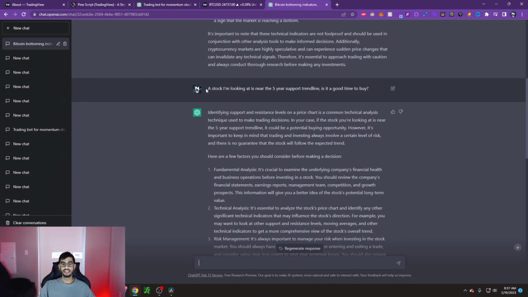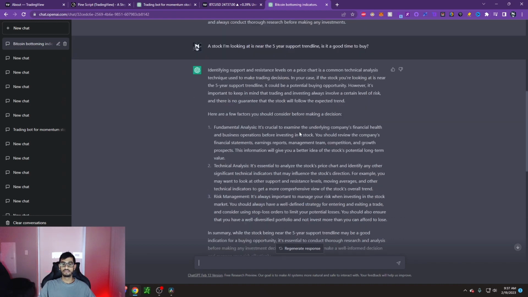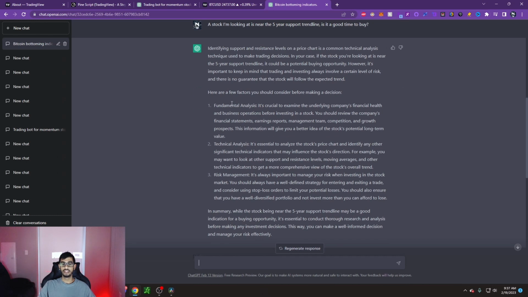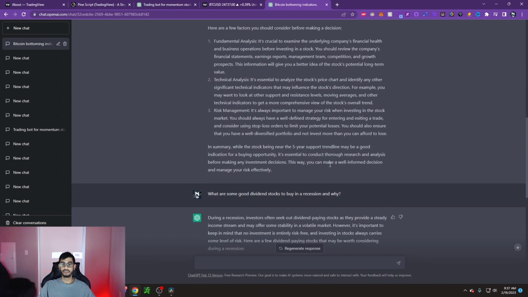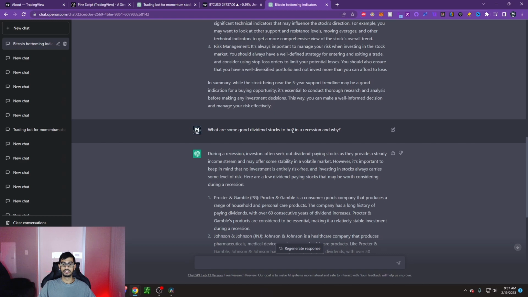On top of that, I asked it, a stock I'm looking at is near a 5-year trend line support. Is it a good time to buy? So it tells me a bunch of different things. It talks about fundamental analysis, technical analysis, risk management, and in general, once again, it tells you to do your own research so you can make a well-informed decision.